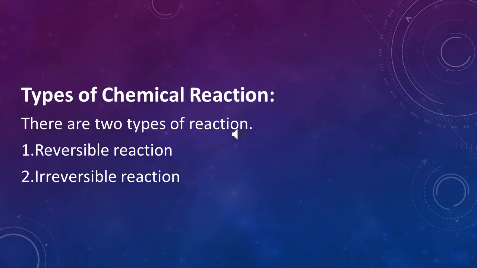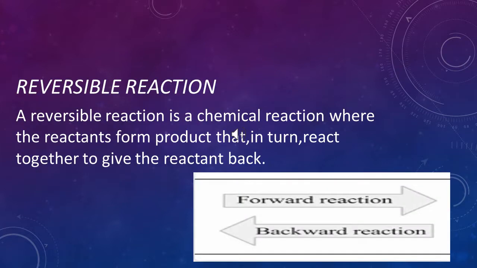Chemical reactions are of two types: reversible reaction and irreversible reaction. A reversible reaction is a chemical reaction where the reactants form products that in turn react together to give the reactants back. We can say that it reverses back. That's why the arrow toward the forward direction is for the forward reaction, and some of the product can again change into the reactant side, so it is shown by the backward reaction and the back direction of the arrow.